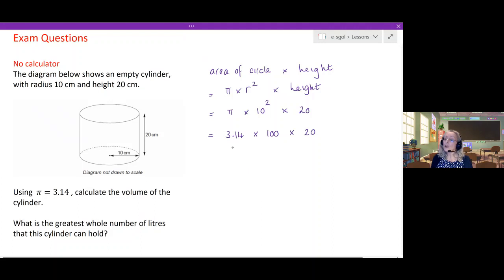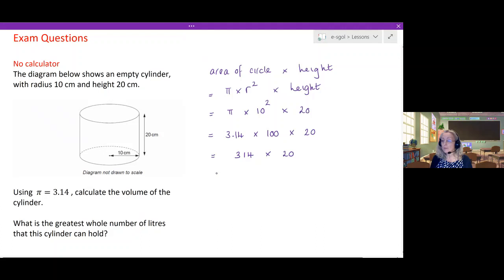Now, I'm going to start by multiplying 3.14 by 100. So if I multiply 3.14 by 10, I'd get 31.4. And if I multiply it by 100, I get 314. So this problem now becomes 314 multiplied by 20. And there are lots of different ways of doing that.